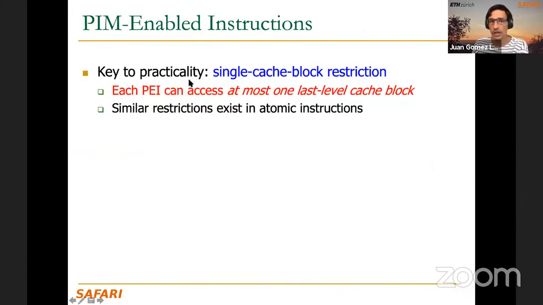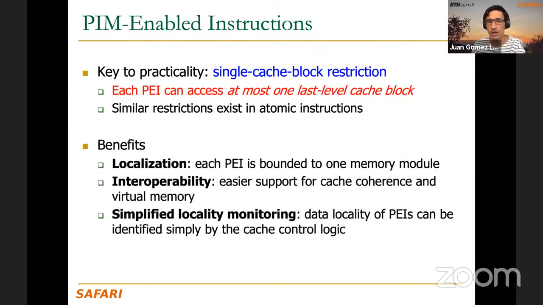Okay, so key to practicality, something that I already mentioned, is the restriction of operating on a single cache block. Even though this is a restriction, it facilitates things a lot. It has clear benefits in terms of localization. Recall what I told you before: you offload a PEI to the memory side. The good thing is that this processing element that executes the PEI knows that it only needs to access one cache block that resides in the same memory module, or in the same vault. It doesn't need to go to a remote memory module. Then another benefit is interoperability, with easier support for cache coherence and virtual memory. The fact that we are using a single cache line means that we can do the virtual memory address translation on the host side and then operate on physical memory on the memory side.